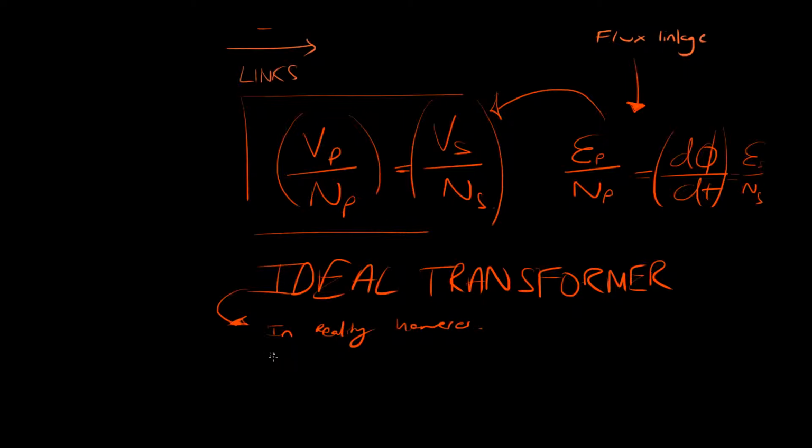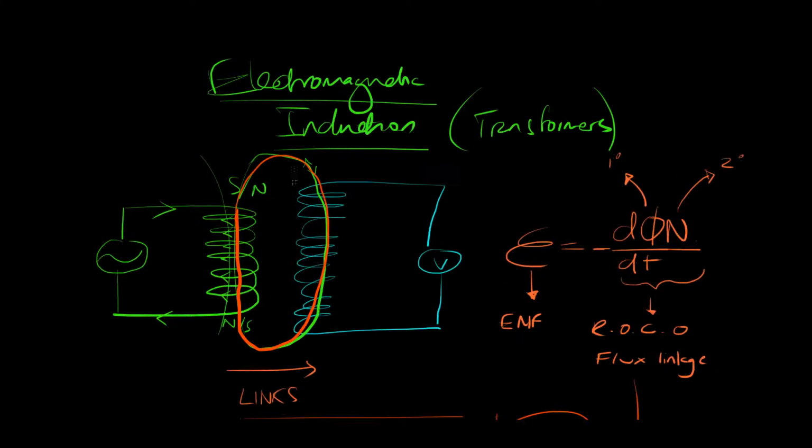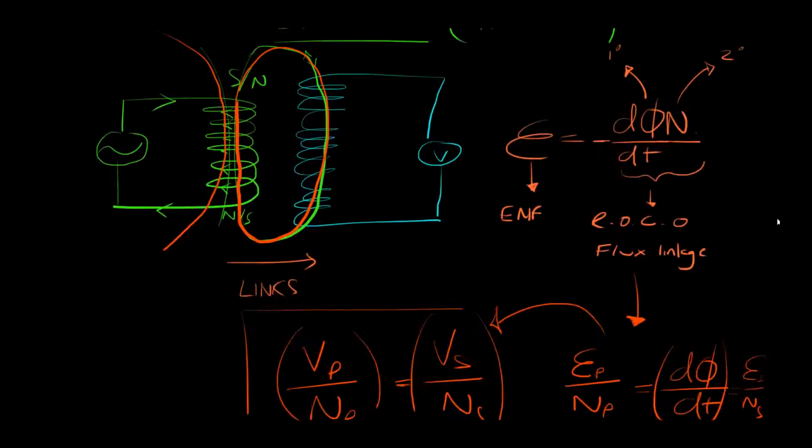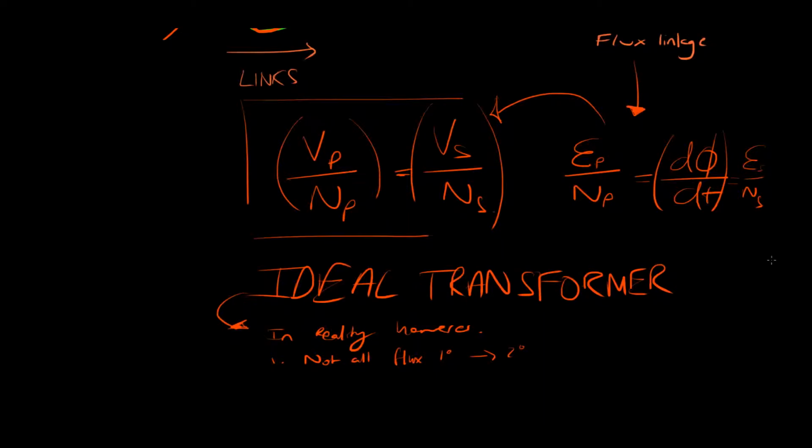Firstly, not all flux from the primary coil goes to the secondary coil. If we look at this very crude diagram here, you'll have some flux lines that are passing off to the left that aren't really being connected to this secondary coil. And that is a problem, because then our equation that we've worked out here will not be accurate as a result. Not only that, you also have some other problems.